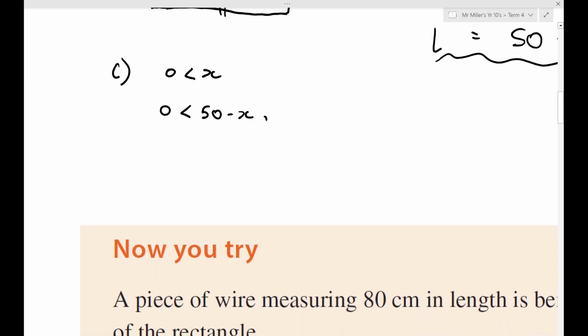Well, if I add x to both sides, we'll see that x must be less than 50, right? Because if x is more than 50, 50 take 51, that's negative 1. Negative 1 is not greater than 0. So to keep this consistent, x must be less than 50. And we can just get that by algebraically rearranging anyways. Right, so we have two constraints. X has got to be greater than 0. It's got to be less than 50. Let's just put them together. There you go.